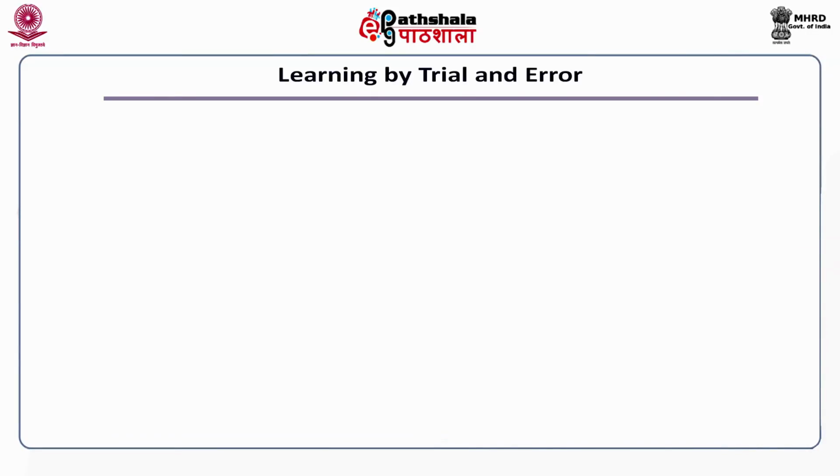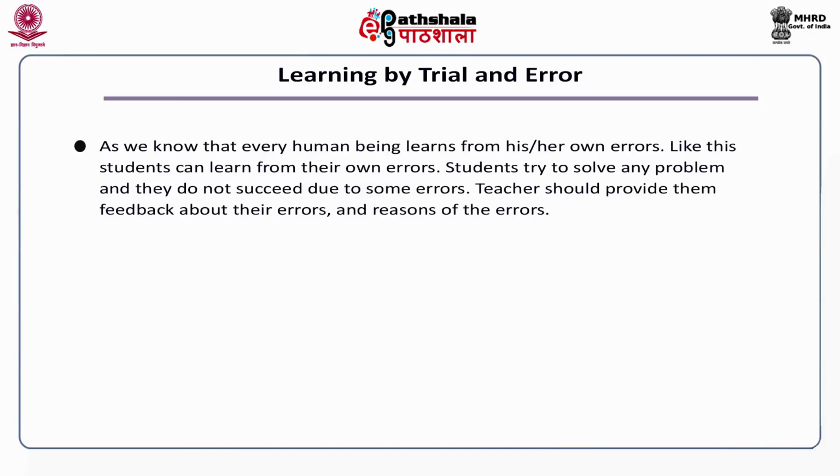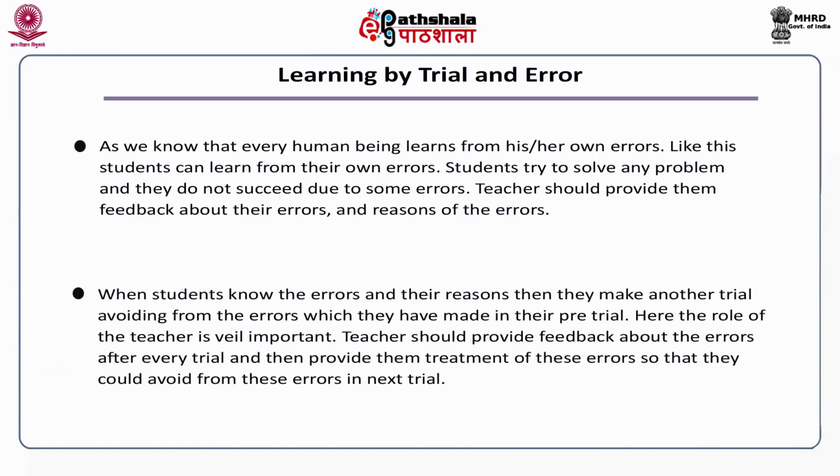Learning by trial and error. As we know that every human being learns from his or her own errors. Like this, trainees also learn from their own errors. They try to solve any problem, and if they do not succeed due to some errors, they try to work on it again. Therefore, a trainer should provide them feedback about their errors and the reasons of the errors as well. When trainees know the errors and their reasons, then they make another trial avoiding the errors which they made in their pre-trial.